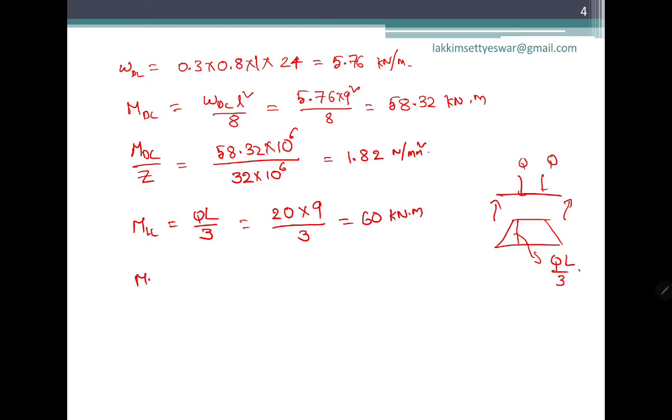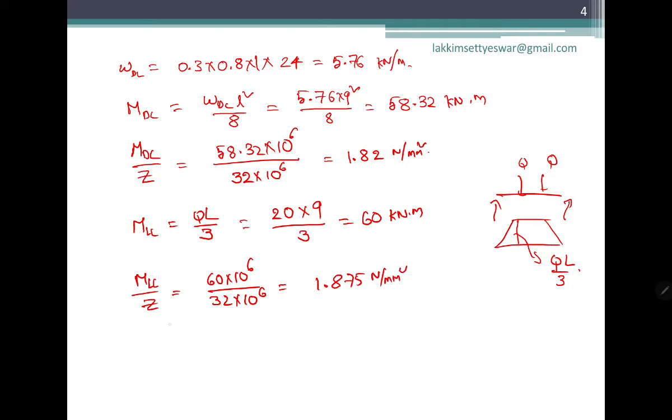Now the bending stress due to live load is calculated using the formula M_LL/Z, which is equal to 60 into 10 power 6 divided by 32 into 10 power 6. The value comes around 1.875 newton per mm squared.